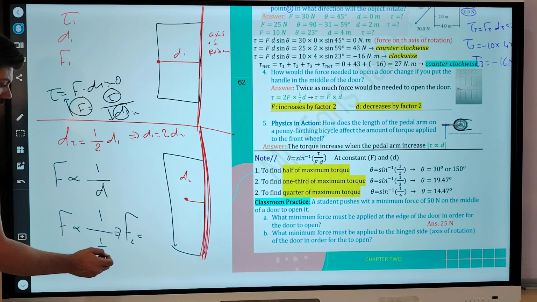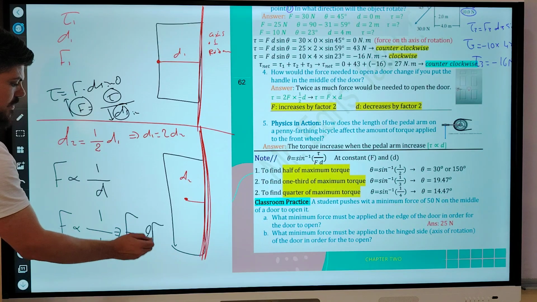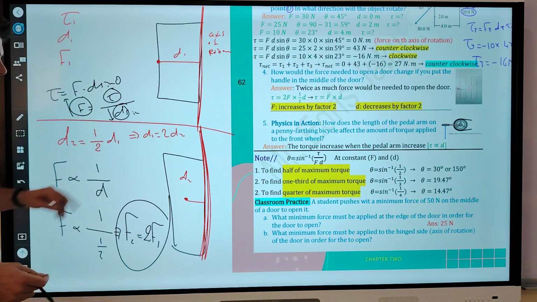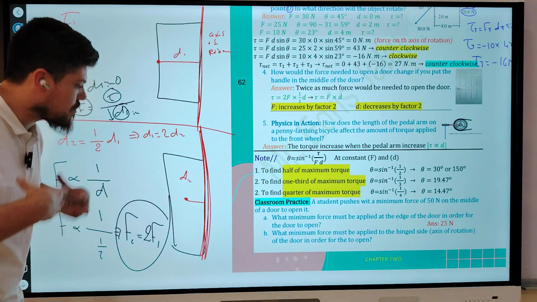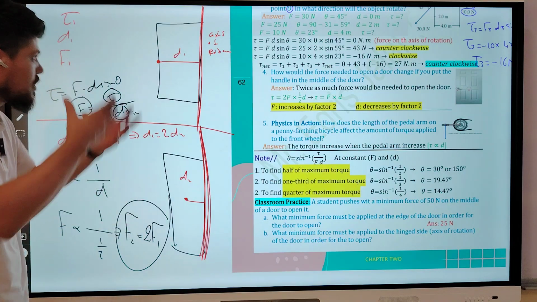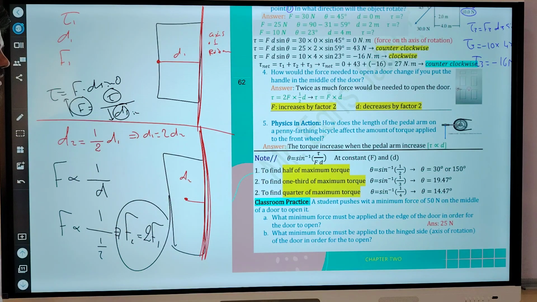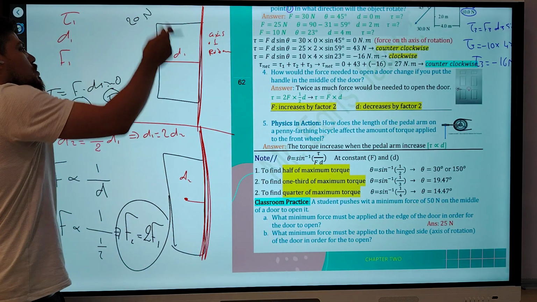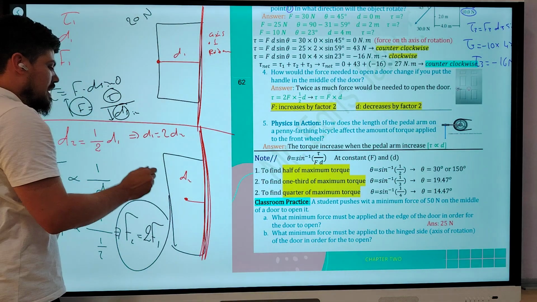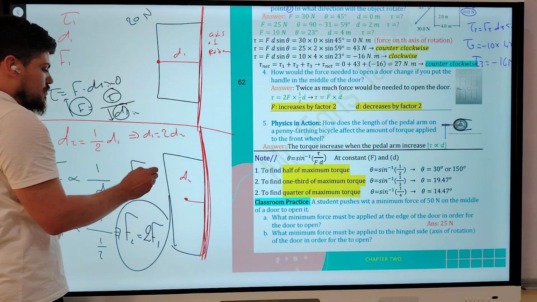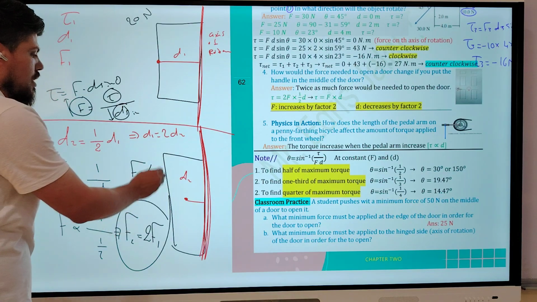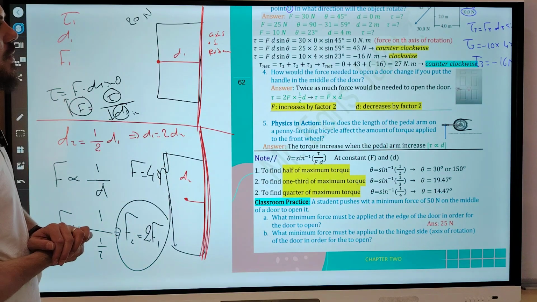F2 is equal to 1 divided by half, which is equal to 2 times F1. It means that in the second case, we require twice the force of the first case to open the door and to produce the same torque. If we apply 20 Newton to open this door, in that case we have to use twice of 20, which becomes 40 Newton, to produce the same torque. Okay?